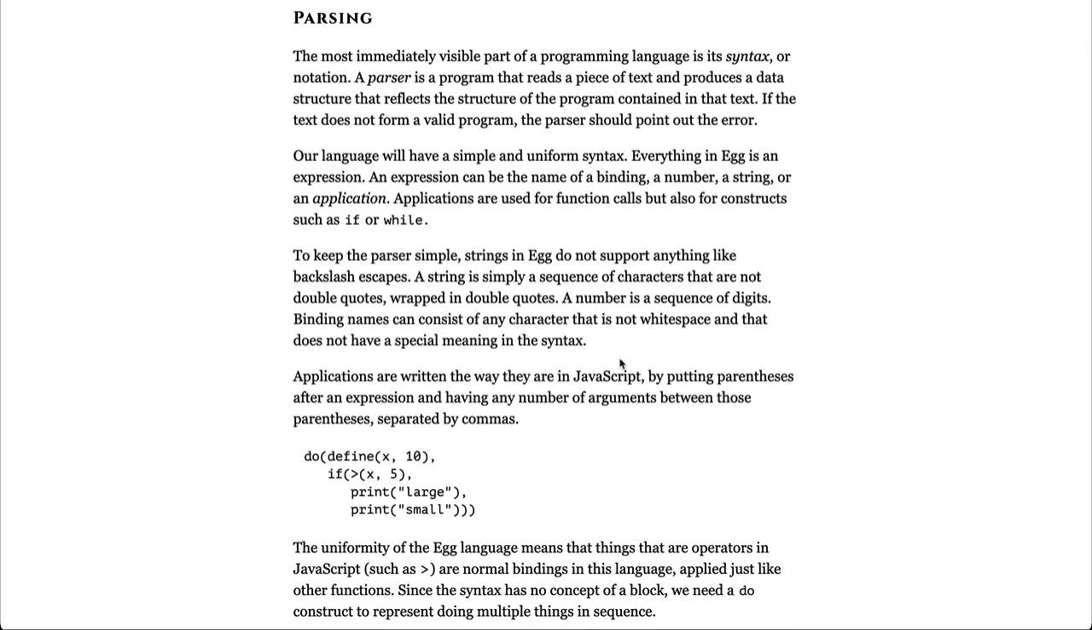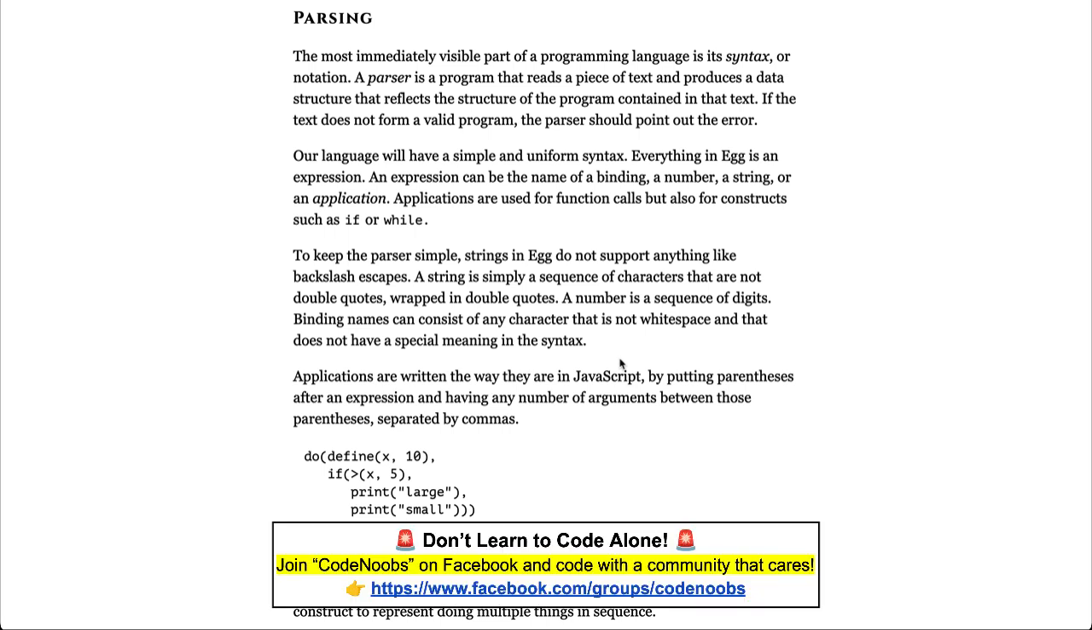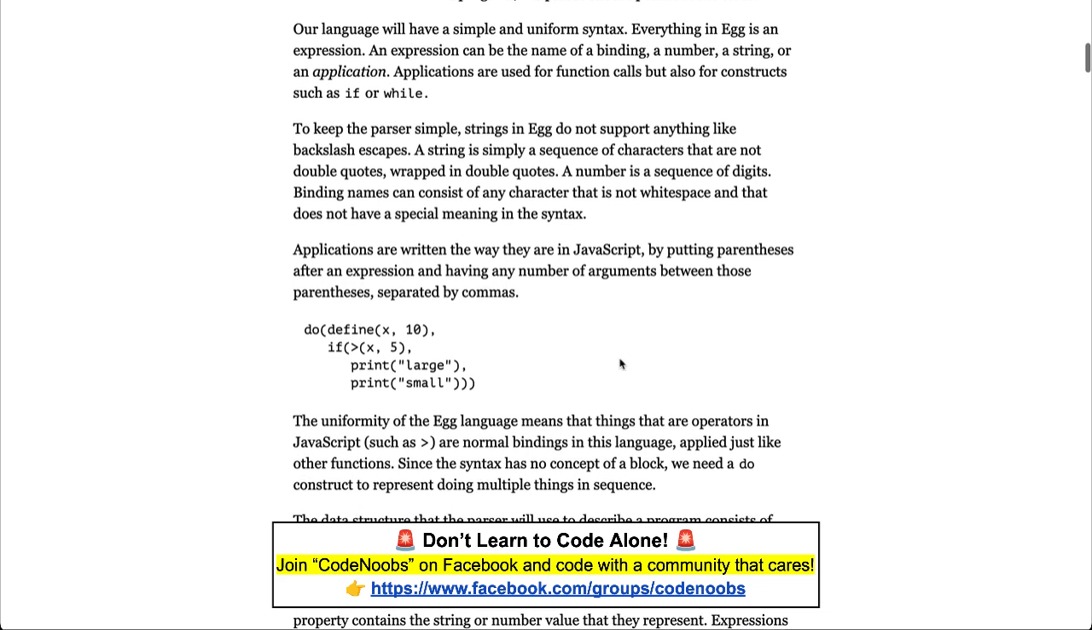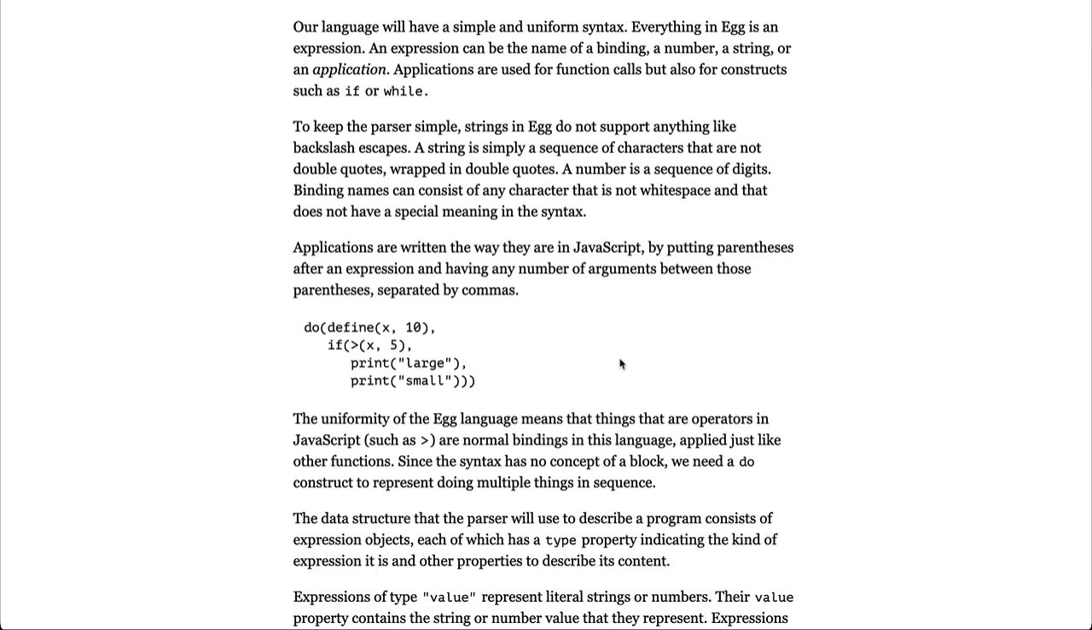Parsing. The most immediately visible part of a programming language is its syntax or notation. A parser is a program that reads a piece of text and produces a data structure that reflects the structure of the program contained in that text. If the text does not form a valid program, the parser should point out the error. Our language will have a simple and uniform syntax.